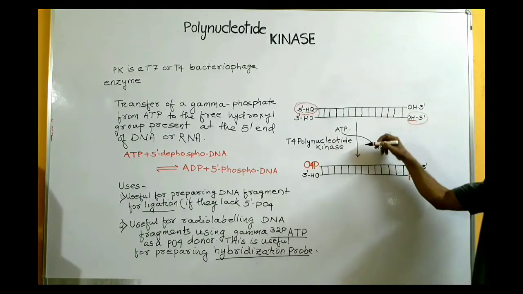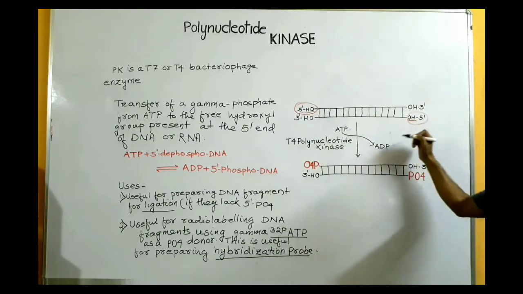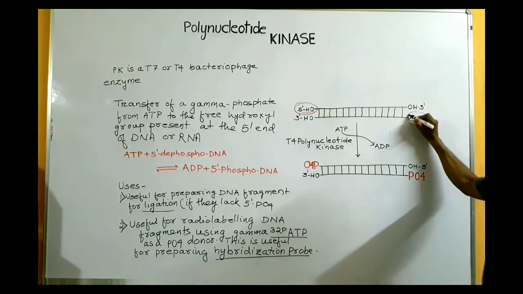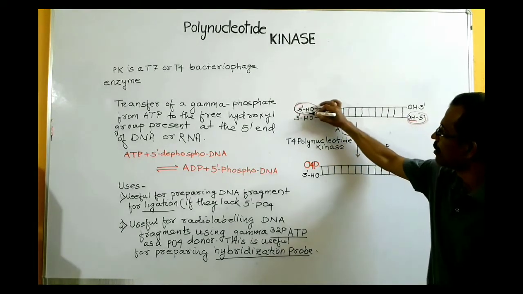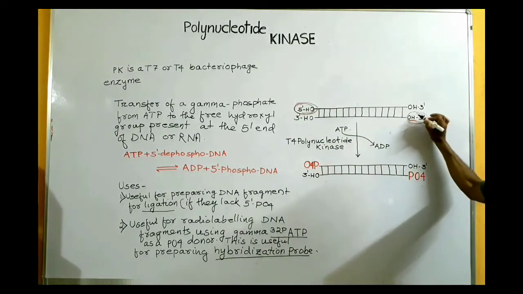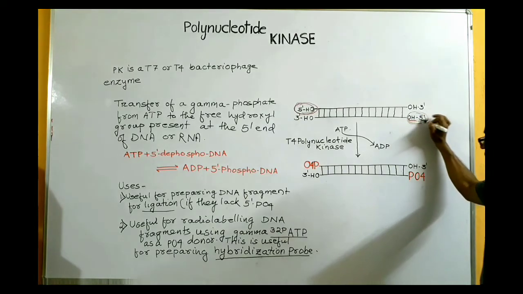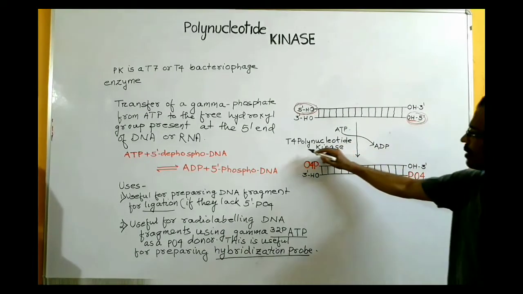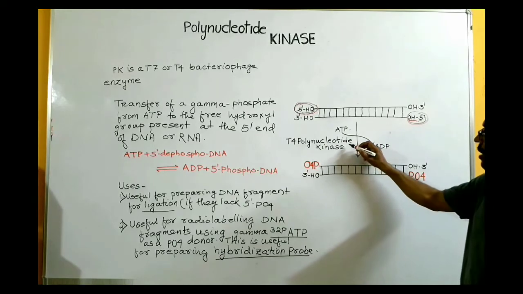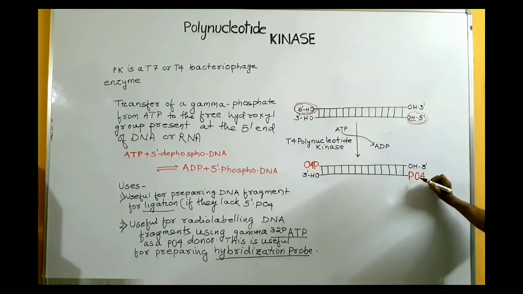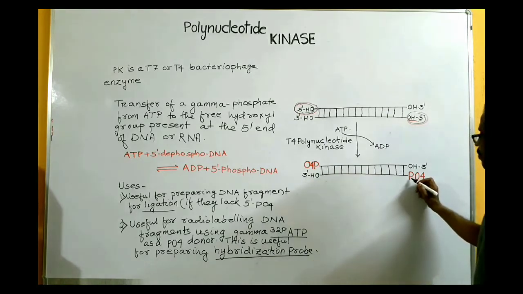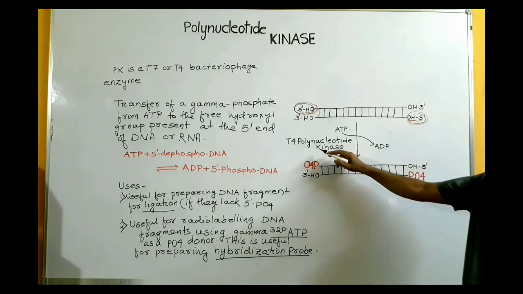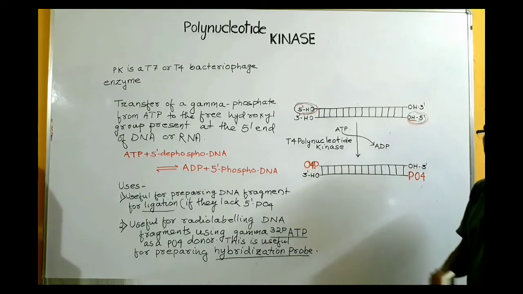This is the reaction that is catalyzed by the enzyme polynucleotide kinase. This is a double-stranded DNA molecule, and you see these are the two 5' ends. And at these two 5' ends, there is a hydroxyl group. To such a 5' end, a phosphate group can be added with the help of enzyme T4 polynucleotide kinase. So in this double-stranded DNA, at the 5' end, phosphate groups are present, and these phosphate groups are added with the help of the enzyme T4 polynucleotide kinase.